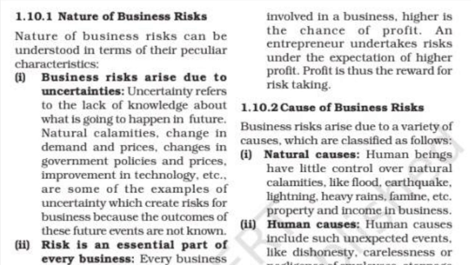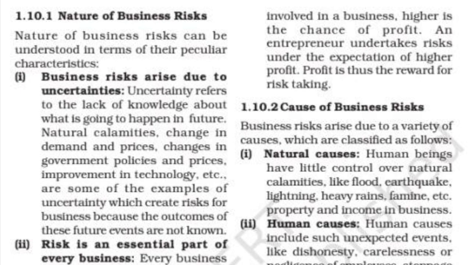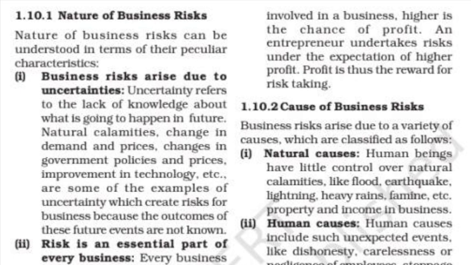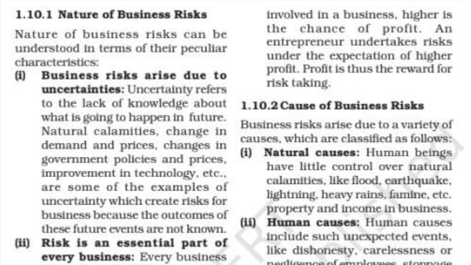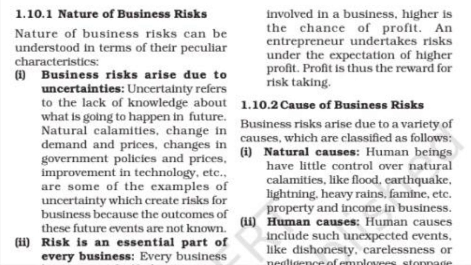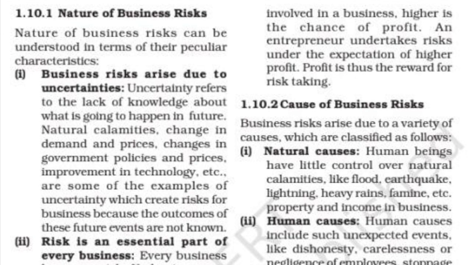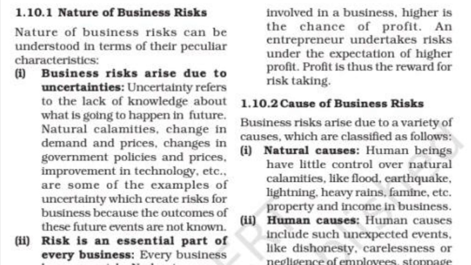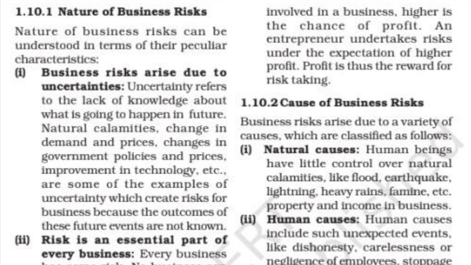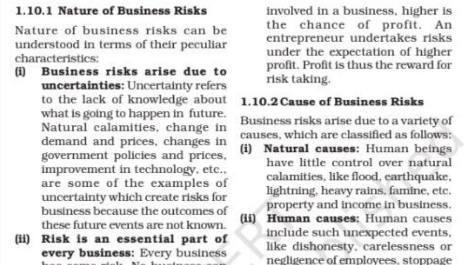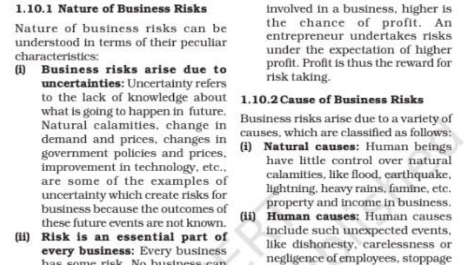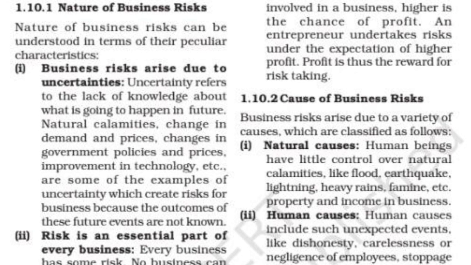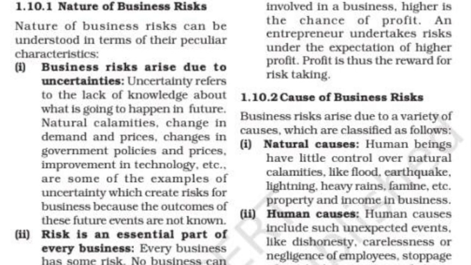Starting with the first point, business risk arises due to uncertainties, right? So before explaining this point, you should know what uncertainty is. Uncertainty is basically the lack of knowledge about what is going to happen in future, right? We do not know what will be happening in future, so that is basically uncertainty, right? It can be any kind of natural calamities, change in the demand and prices, change in the government policies, etc. And the current example, we can say, is the coronavirus, right? This is the uncertainty, we did not know that it would occur in the future.